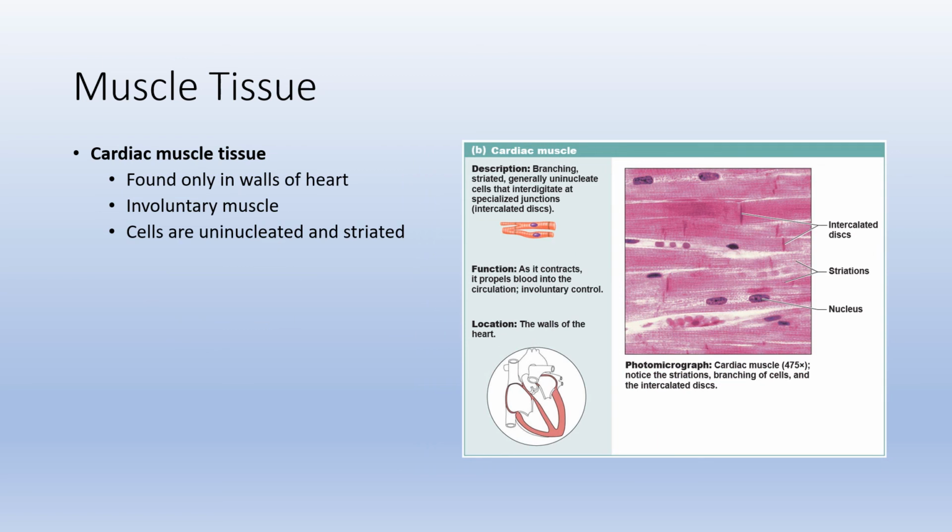The second type of muscle tissue is known as cardiac muscle tissue. As its name suggests, we find cardiac muscle tissue only in the walls of the heart. When it contracts, it's going to force the movement of blood throughout the heart. It's different than skeletal muscle because, one, it's involuntary. We do not have conscious control over our cardiac muscle and when our heart beats. Also because cardiac muscle tissue contains cells that are uninucleated, meaning they only have one nucleus.